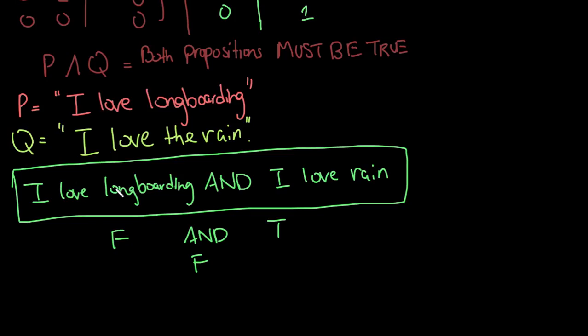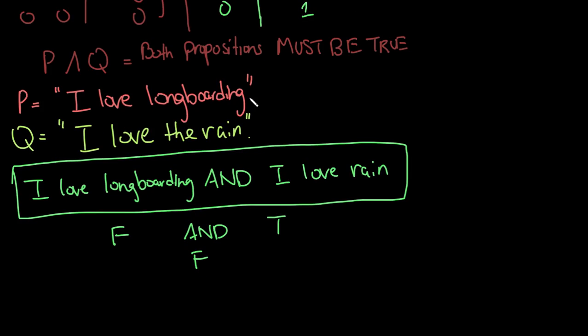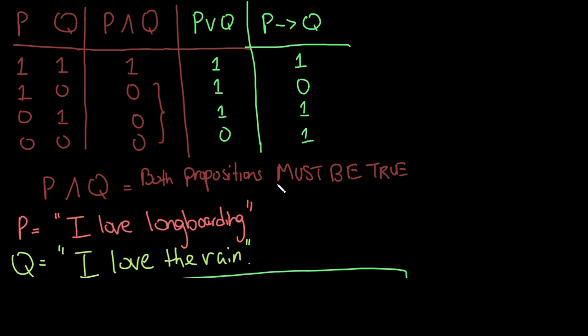It just makes sense. Like, if I love longboarding, then I love the rain. But if I don't love longboarding, then I love the rain? That doesn't make sense, because you're implying one thing is the other. When one thing is false and the other thing is true, that is a true statement. When the hypothesis is true but the conclusion is false, that thing is false. Okay, so hopefully this clears up propositional logic for you guys.